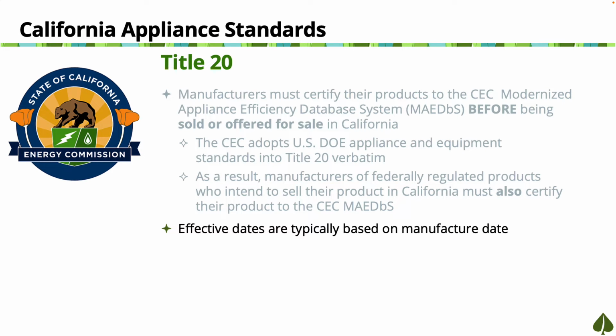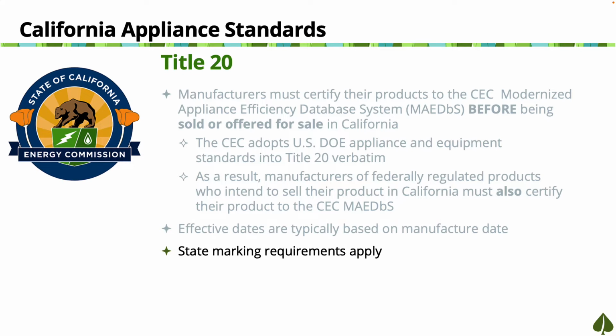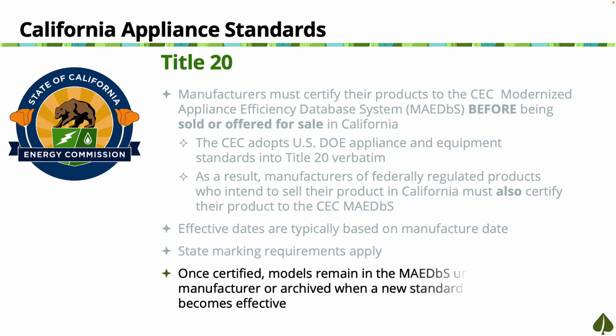Title 20 effective dates typically are based on the product's manufacture date, and the product must be marked according to the regulations. There's no need to recertify a product to the MAEDBS unless a new standard or test method goes into effect. Models remain in the MAEDBS until the manufacturer removes them or they are archived because new requirements apply.